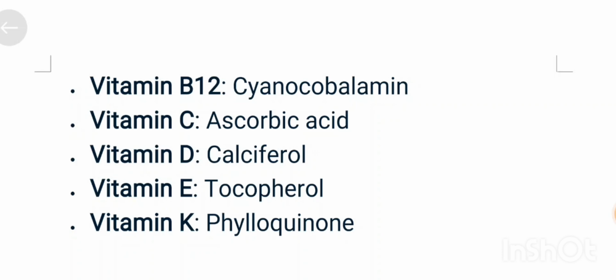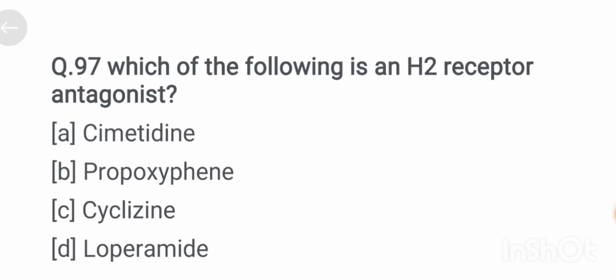Next question. Which of the following is an H2 receptor antagonist? Option A cimetidine, option B proxyphylline, option C cyclizine, option D loperamide. Correct answer is option A.